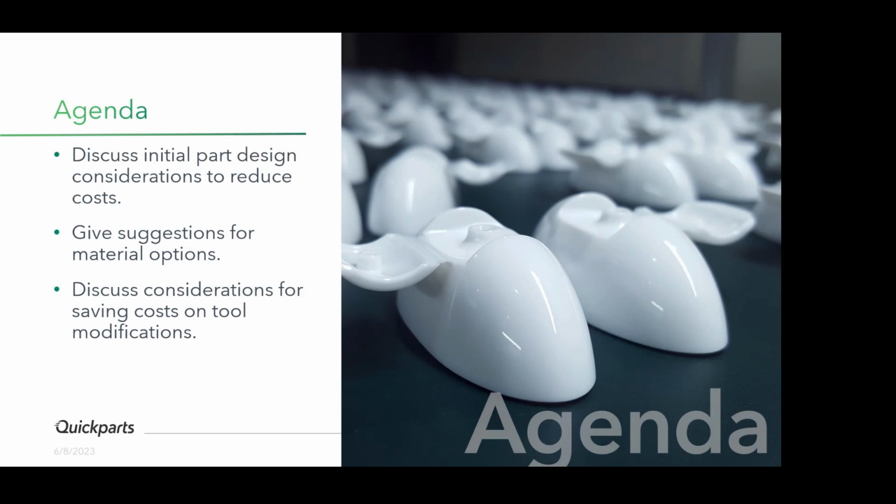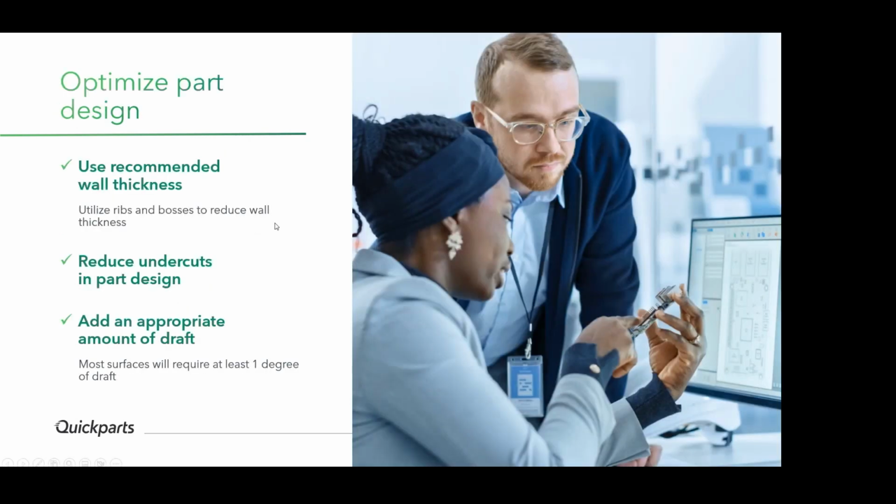Thanks, Matt. Today we are going to discuss initial part design considerations to reduce cost, some suggestions for material options, and discuss considerations for saving costs on tool modification. First and most important thing is optimize your part design, right? It is called design for manufacturability. So design your part to facilitate the injection molding process and tooling.